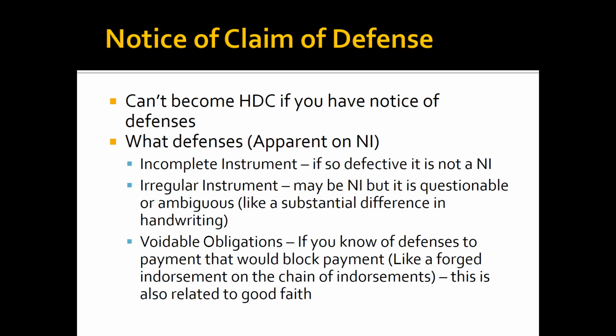You can't become a holder in due course if you have notice of certain defenses. So what defenses? That it's incomplete, it's so defective it's obviously a non-negotiable instrument, or it's irregular, ambiguous, substantial difference in handwriting. If it's a voidable obligation, if you know defenses to payment which block payment, like it's forged. This is also, again, a lot of this relates back to that good faith there, which is kind of a catch-all.